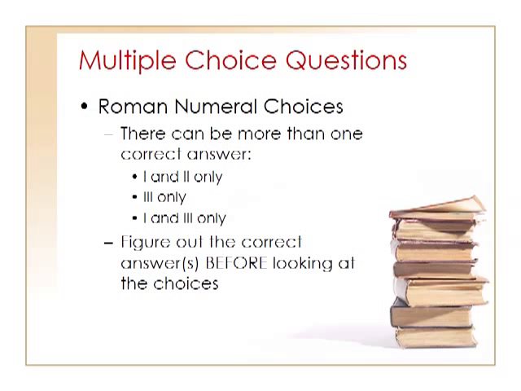Some of the questions will have Roman numeral choices where there can be more than one correct answer. So they might say 1 and 2 only are correct, or 3 is only correct, 1 and 3. In order to figure out these questions, figure out the correct answers before you look at the choices so that you don't get too confused.